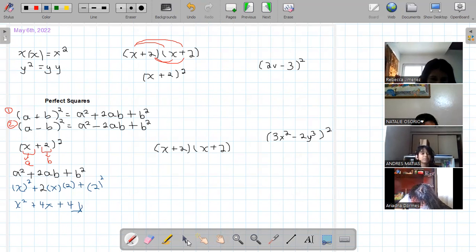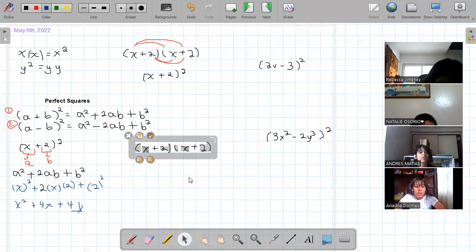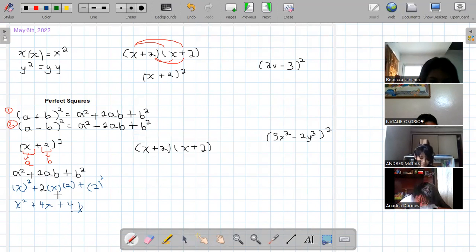Okay, now I'm going to solve the same exercise, but I'm going to solve it using FOIL. I'm going to do it in green. And since we know that if this is squared, it is the same thing as writing the parentheses twice, then I can solve it using FOIL. The first term of the first parenthesis times everything inside the second parenthesis, and the second term of the first parenthesis times everything inside the second parenthesis.